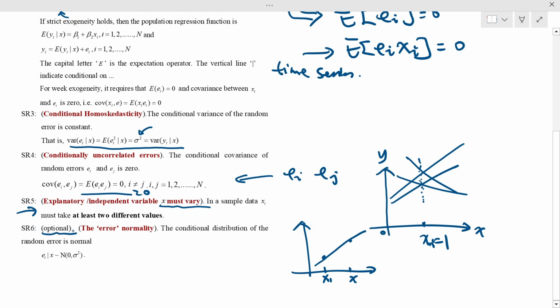Assumption 6, which is optional, may not be needed: error normality. The conditional distribution of the random error terms is normal. So conditional on x, ei is normally distributed with mean 0 and variance sigma squared, something like this. So the PDF of ei is bell shaped and symmetric around 0. That's the assumption we need in order for the OLS estimator to work.